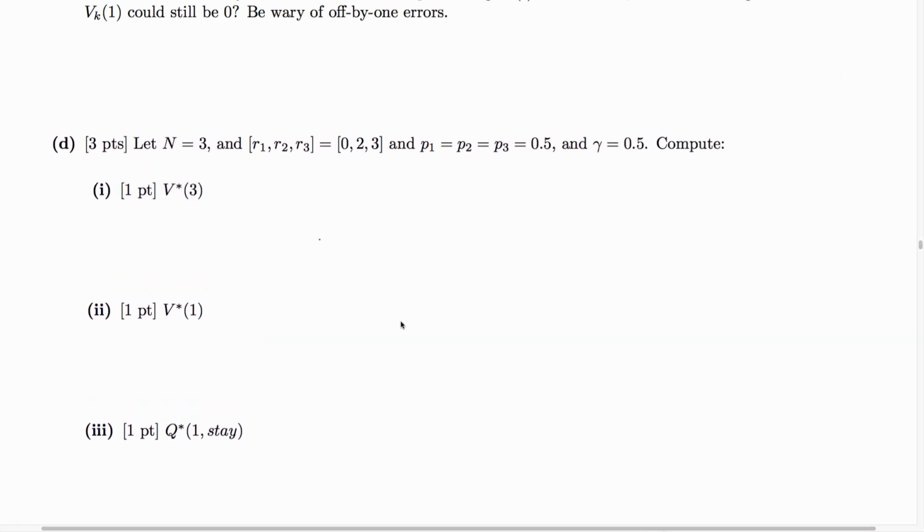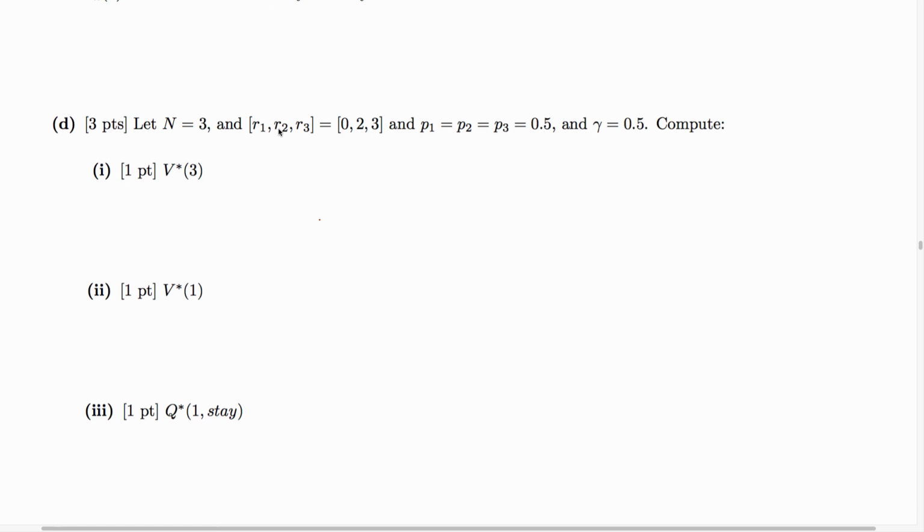For this last part, we get a map of 3 cities. So city 1, city 2, and city 3. In city 1, the reward for staying in city 1 is 0. The reward for staying in city 2 is 2. And the reward for staying in city 3 is 3. And the probability of successfully traveling between any of these is 0.5. The discount rate is also 0.5.